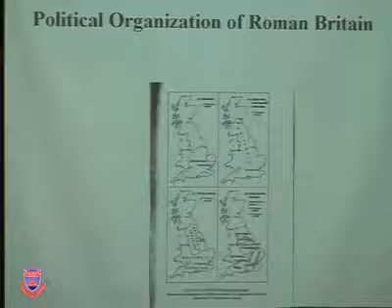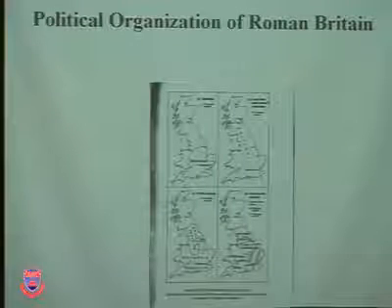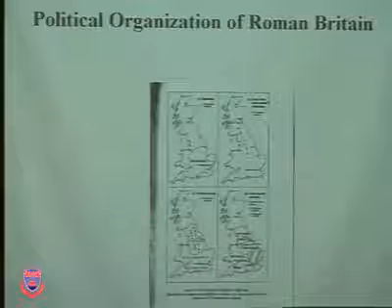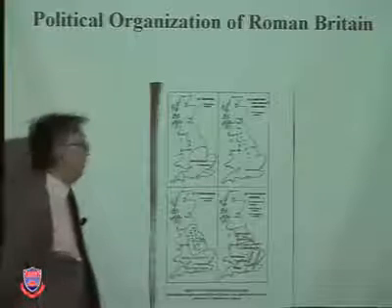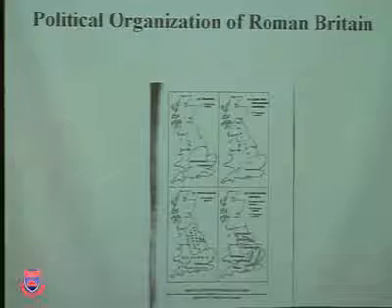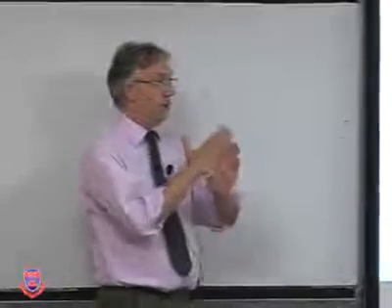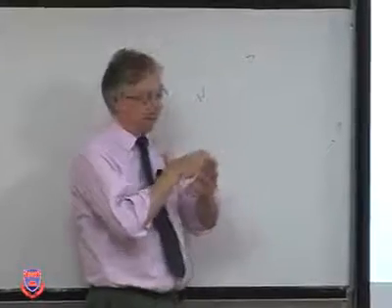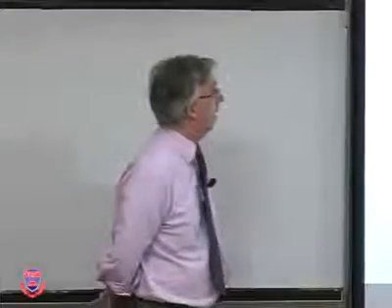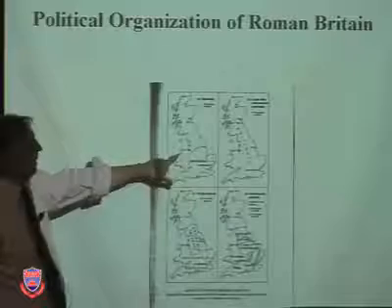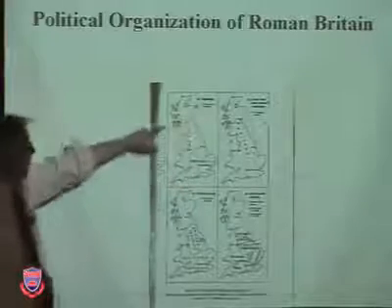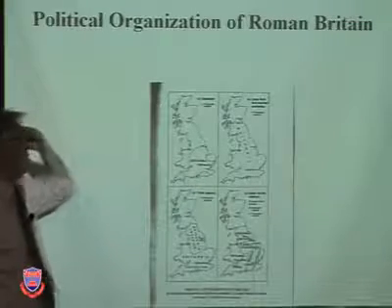So what we've got here is a series of maps, I should say, showing the development, administratively, of Roman power in Britain from the 1st century down to the beginning of the 4th century, and the gradual division of the province of Britannia into more than one part. So in this first map, it's the situation that we were discussing right at the beginning of our weeks.